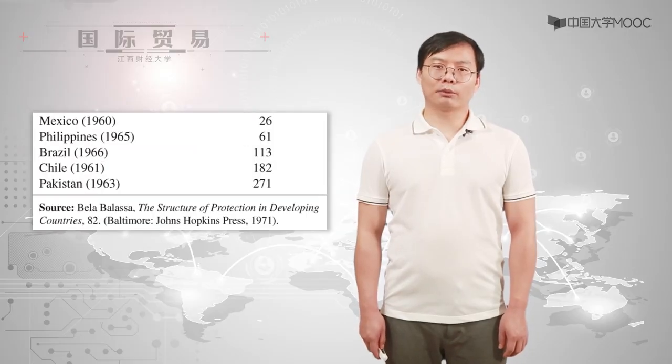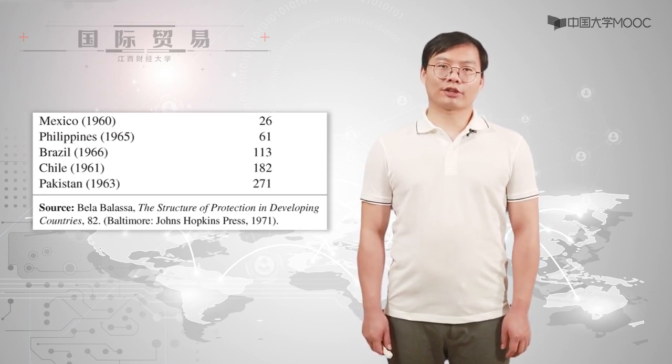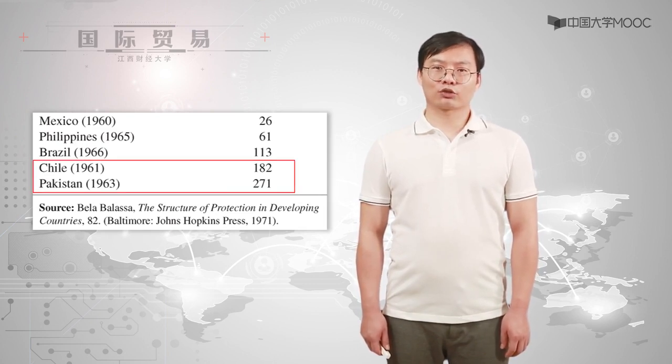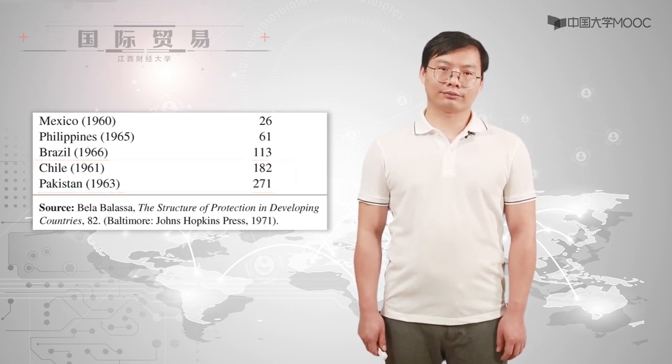Let's take a look at Table 1. Evidence from Table 1 shows that during the 1960s, developing countries' manufacturing sectors were under strong protection. The effective protection rate for manufacturing sectors in Pakistan and Chile was as high as 200%. There are many problems in ISI policy.